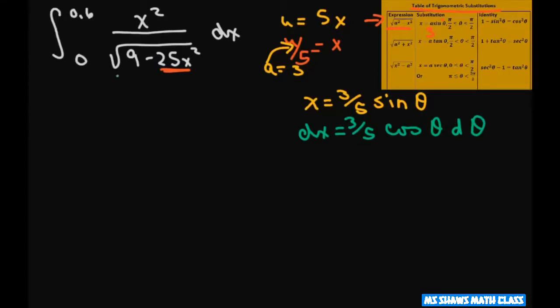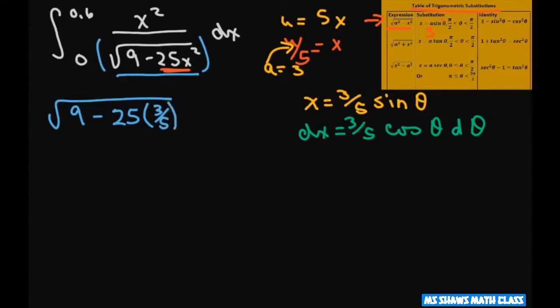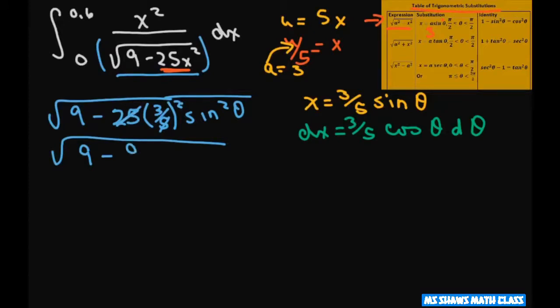Now when I plug it in, let's look at this. We'd have 9 minus 25 times 3/5 squared sine squared theta. So what happens is you get 9 minus, the 5 is going to cancel, because 5 squared is just 25, and you get 9.